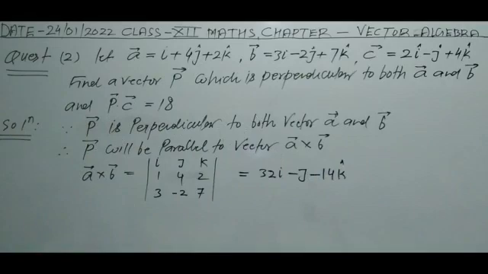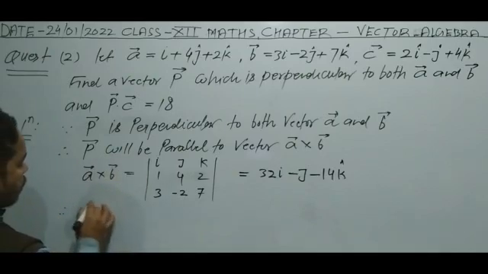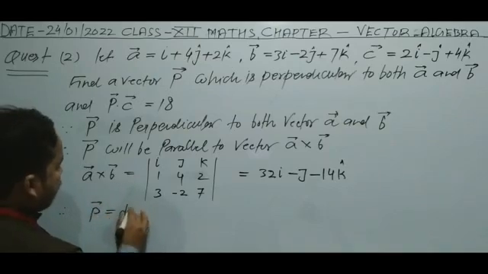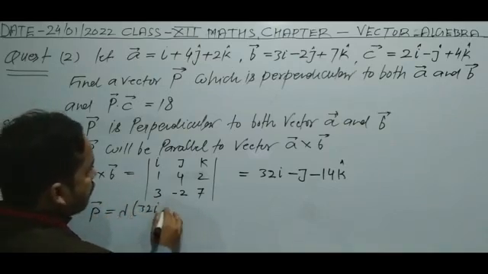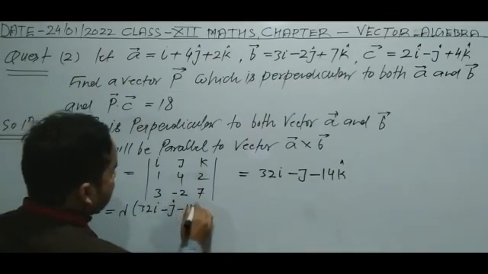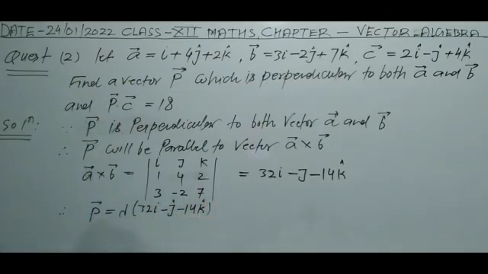So P is parallel to A cross B. Suppose P vector we can write as a multiple of it. Any vector parallel to another, we can write B is equal to A lambda. So vector P is lambda times 32i minus j and minus 14k. So this is vector P.